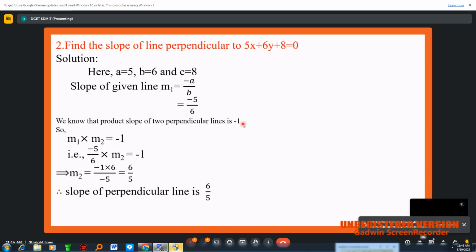So now this is one condition, okay? The product of the slopes of two perpendicular lines should be minus 1. In the beginning, in the note, I have given that one, right? So the product of the slopes of two perpendicular lines should be minus 1. This is one standard condition. Using this condition, we are finding the value of m2.